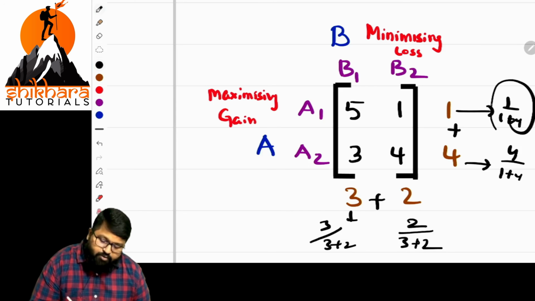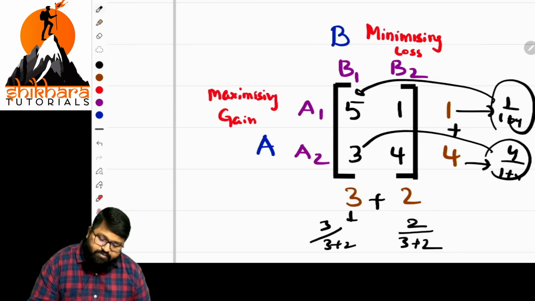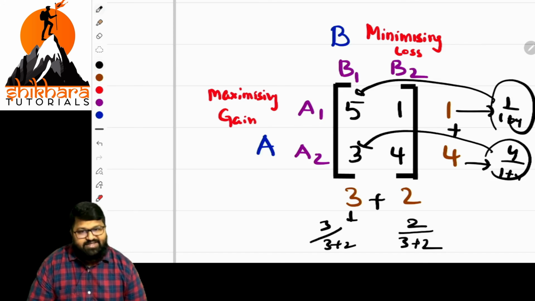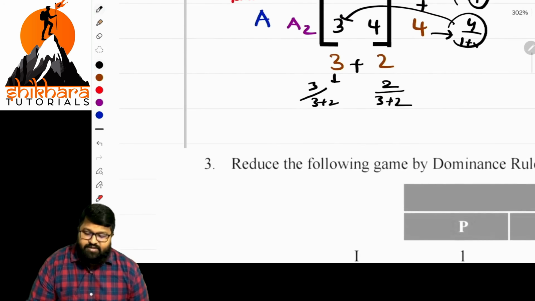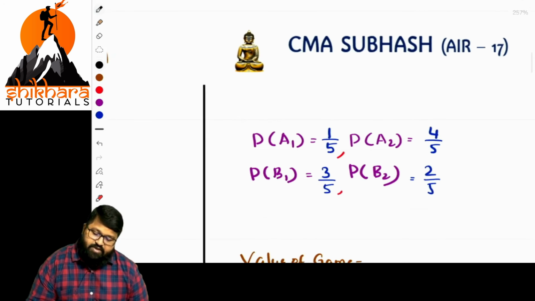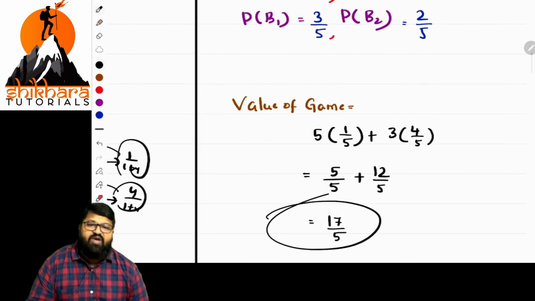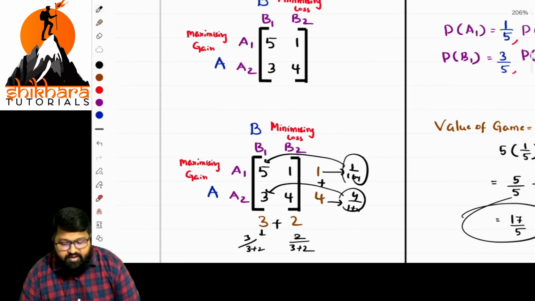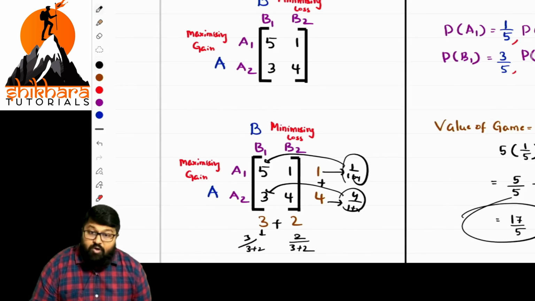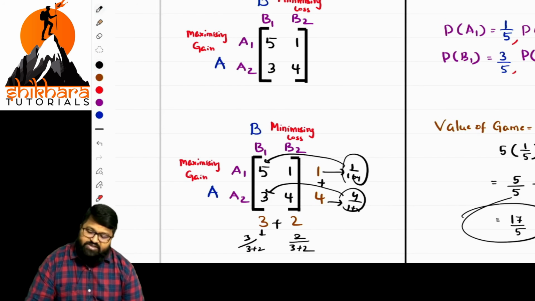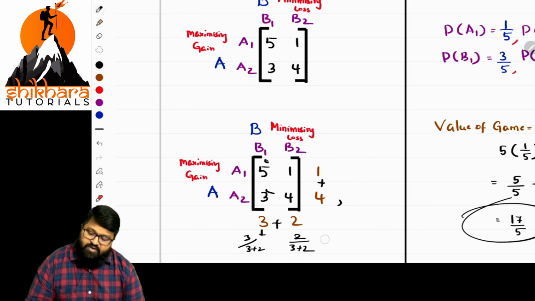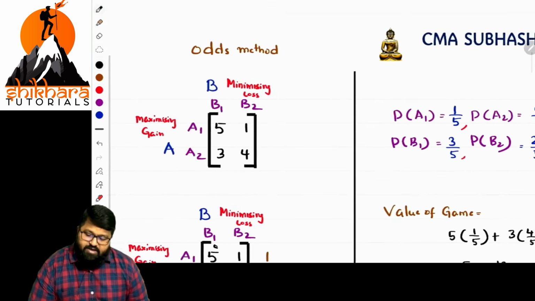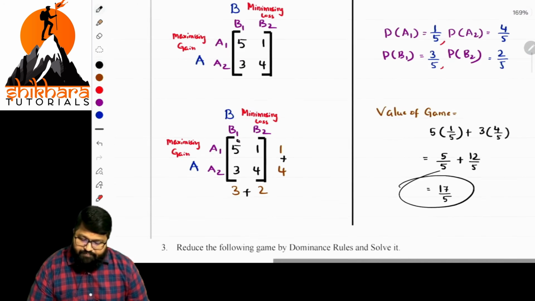Once the probabilities are done, how do we calculate the value? Just multiply this probability with this. Multiply this probability with this. Then you get the value. See the answer here: probabilities are calculated, and the value of the game is 17 by 5. But the most important aspect we missed here is that we have to write the probabilities for all the values. So here probabilities were calculated, but in the case of other values, we have not calculated, and that you should calculate, my dear buddies.